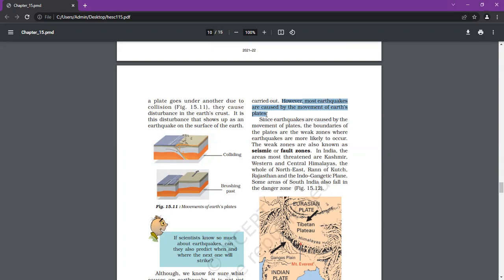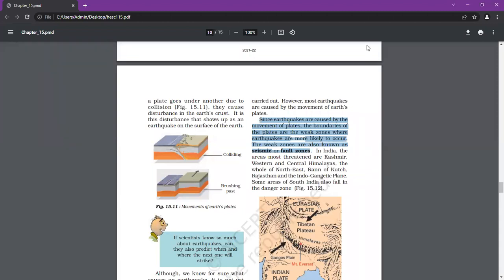ज्यादातर earthquake किसके कारण होते हैं, they are due to the movement of the Earth's plate. जो अर्थ की जो टेक्टोनिक प्लेट्स है उनकी जो मूवमेंट होती है उसके कारण ही ज्यादातर earthquake देखे जाते हैं. Since earthquakes are caused by the movement of plates, the boundaries of the plates are the weak zone where earthquakes are more likely to occur. The weak zones are also known as सिस्मिक और फॉल्ट जोन्स.